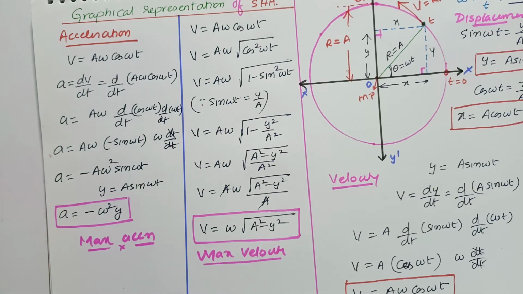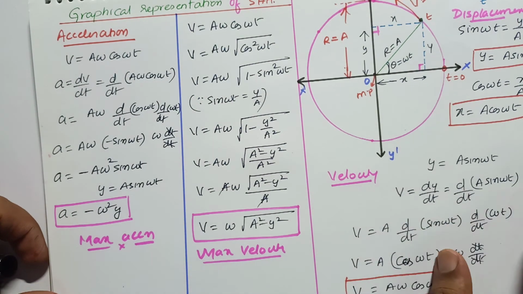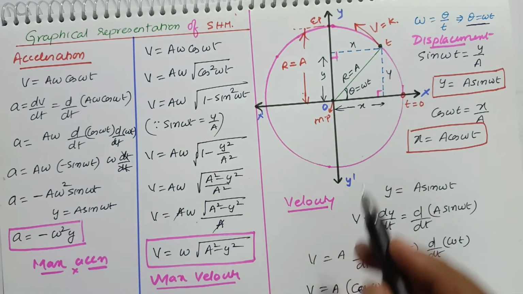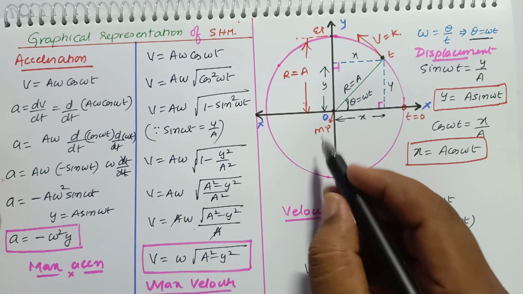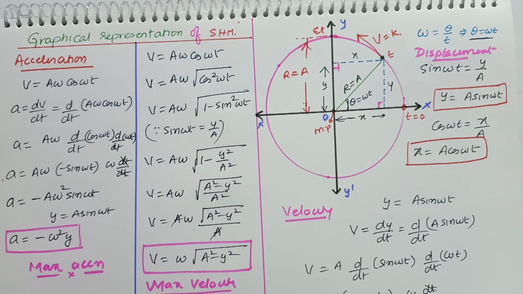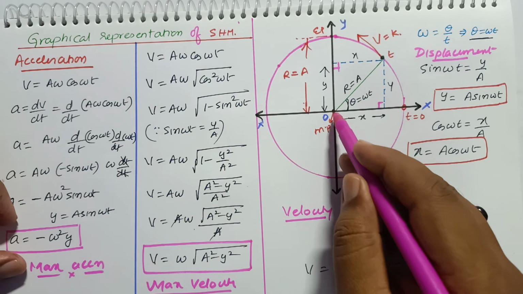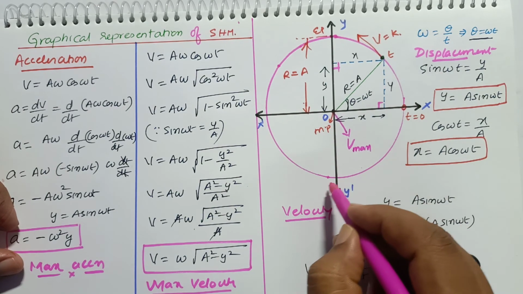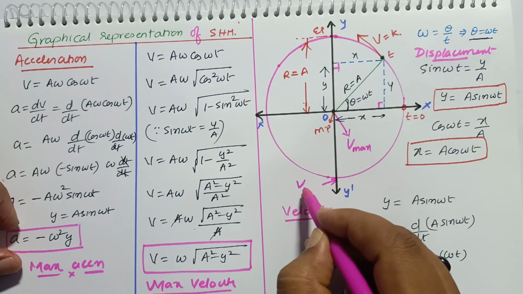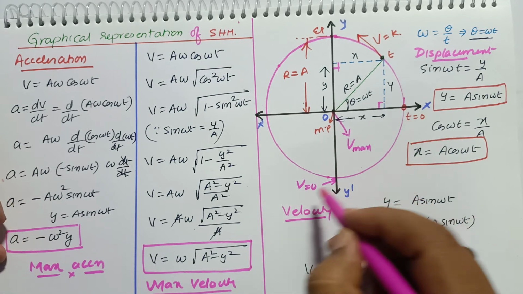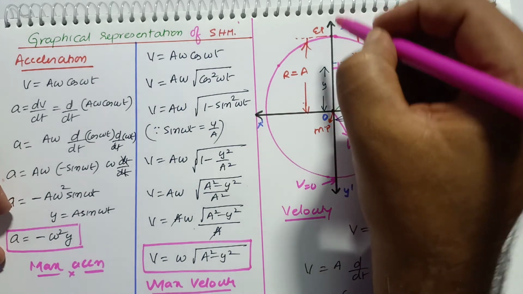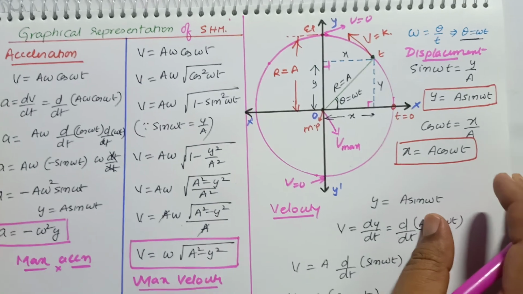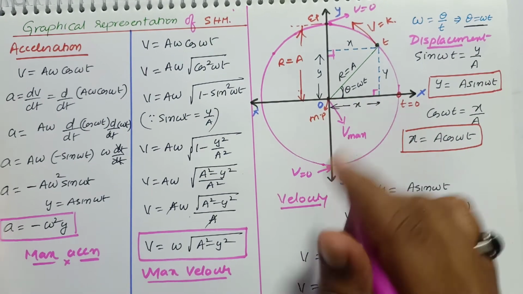Okay, so for finding the maximum acceleration and maximum velocity, first of all, where is the velocity maximum in a simple harmonic motion? At the mean position, velocity is going to be maximum here. And at the extreme position, velocity is going to be 0. Okay, that is minimum and 0. At this place also velocity is going to be minimum, and that is going to be 0. So where is the velocity maximum?